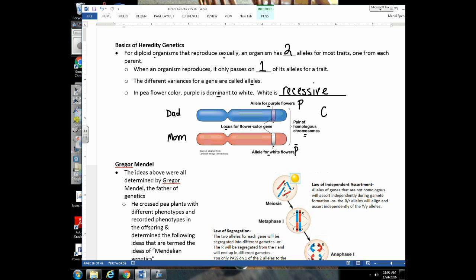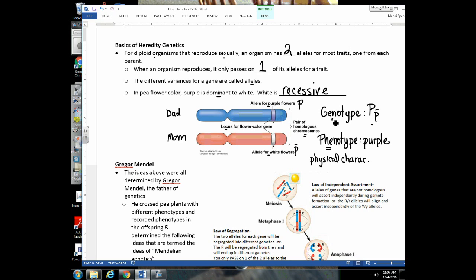So the genotype for this organism is going to be capital P, lowercase p. When we're writing a genotype, we're writing the symbols for the genes or the alleles that this organism possesses. And then its phenotype is what it looks like. So when we look at this plant, if it has this genotype, then we're going to see that it has purple flowers in this case. So phenotype refers to the physical characteristic. Genotype refers to the genes, the letters that represent the alleles that this organism possesses on its chromosomes.